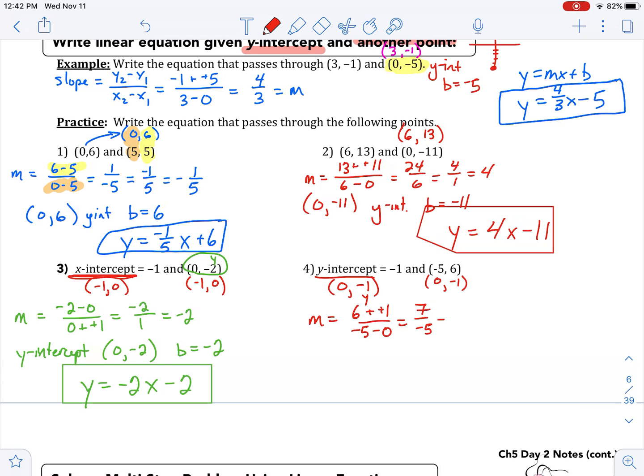That's 7 divided by negative 5, which is negative 7/5, which could also be written as the opposite of 7/5. I do want to talk about the y-intercept. The point that represents the y-intercept here is (0, negative 1). So I know here that b is negative 1. And then when I write the equation, y equals mx plus b, that's y equals negative 7/5 x minus 1.